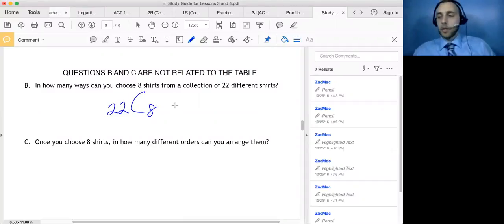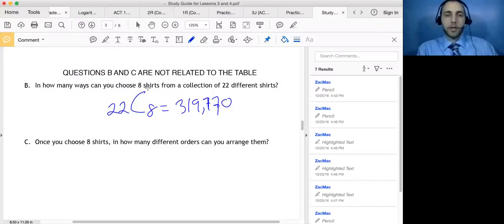And you get your 22C8, and that should give you, make sure I get this right, 319,770. So 319,770 different ways you could choose. My 7's a little sloppy. Different ways you could choose 8 shirts from a collection of 22.